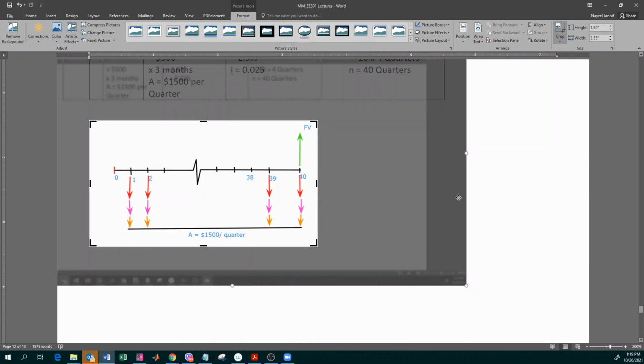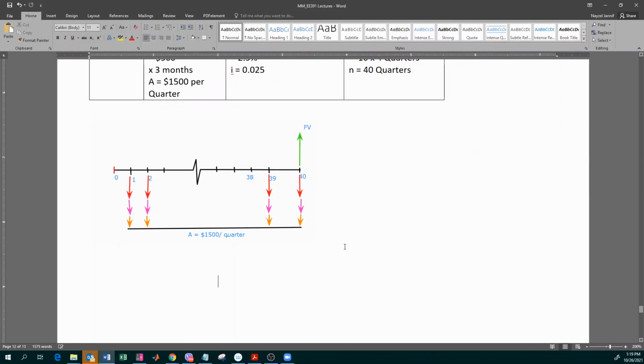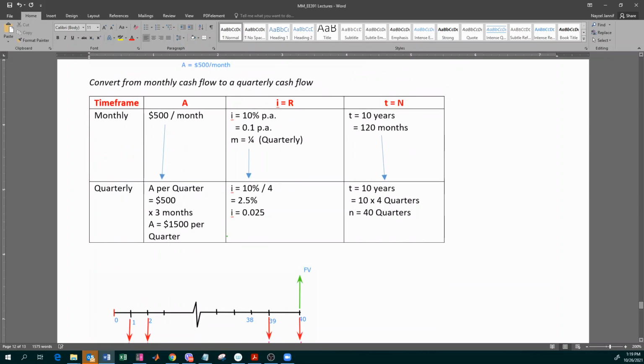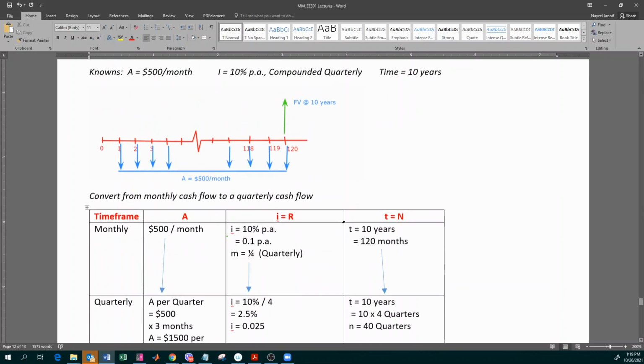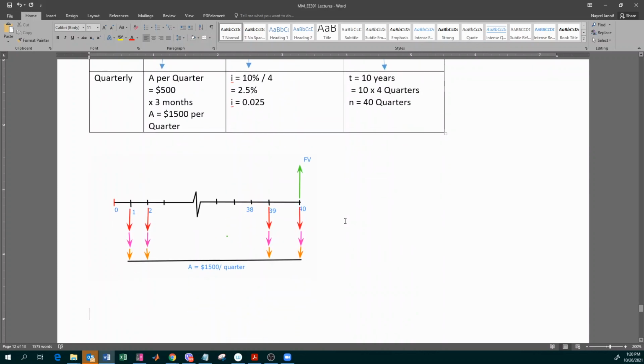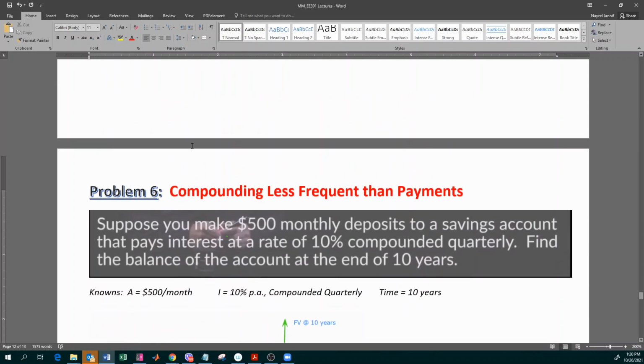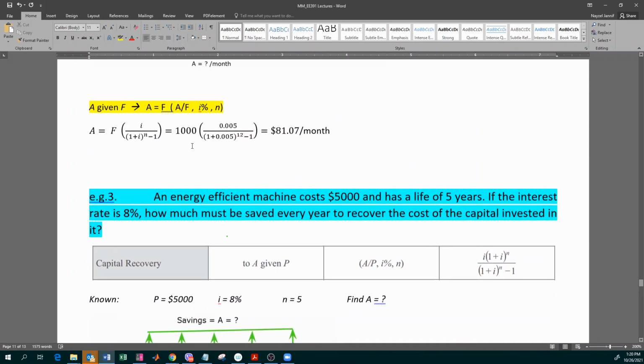There we are. Okay, now let's make our calculations based on this, guys. What formula will we use? Can somebody remember from yesterday's lecture what formula we will use? Yes, F given A. Thank you. F given A. Let's see if I've done some F given A.